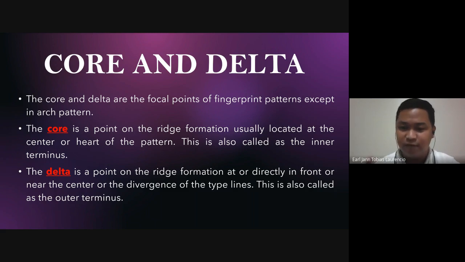Now, don't forget that core and delta are only present in your loop pattern and your whorl pattern. You can never see the core and delta on an arc pattern. I hope that is clear to everyone. So let's move on to the next slide.